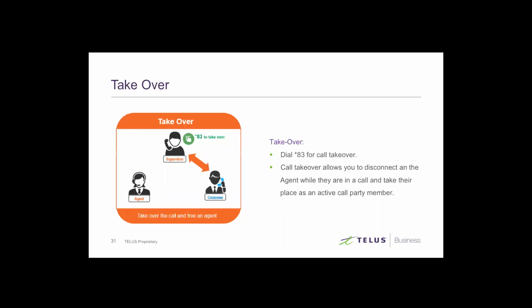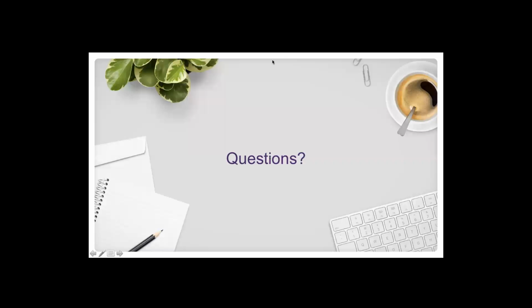And finally, the takeover function allows for that supervisor to grab that call, as Reza has mentioned, when the agent has handed that off. Maybe it's an escalation call, and the customer wants to speak privately to the supervisor, or vice versa. The supervisor wants to speak privately to the customer. It drops that agent, and the agent can go back to taking or making calls as they need. And that concludes Call Whisper and Monitor.